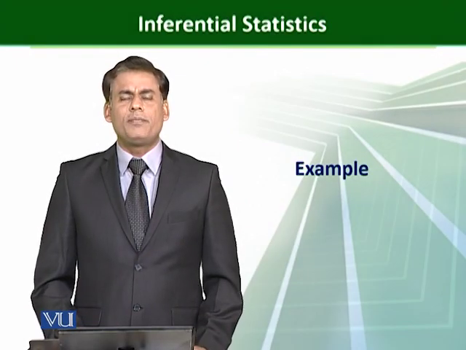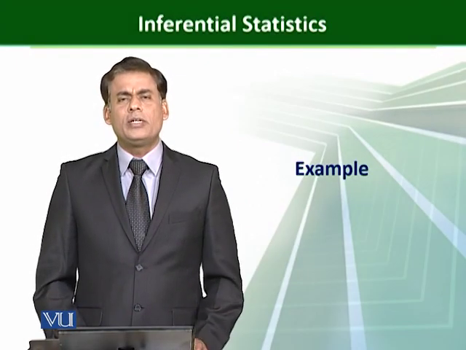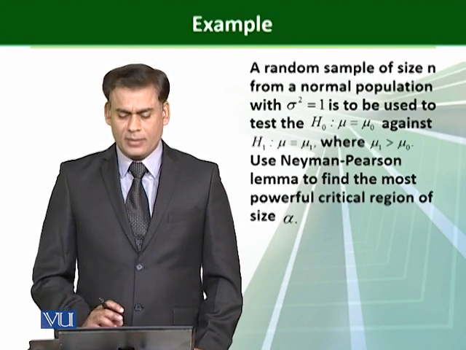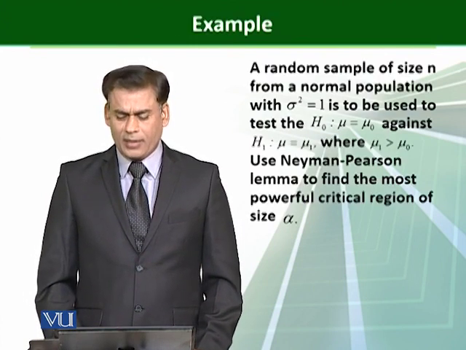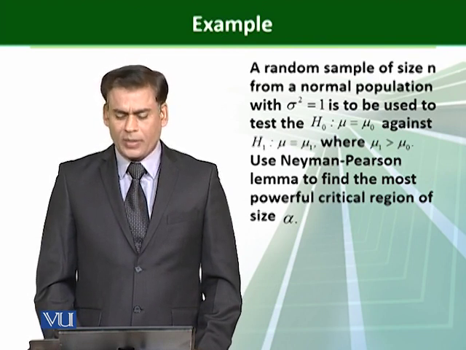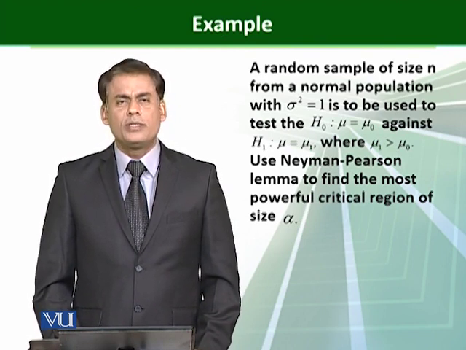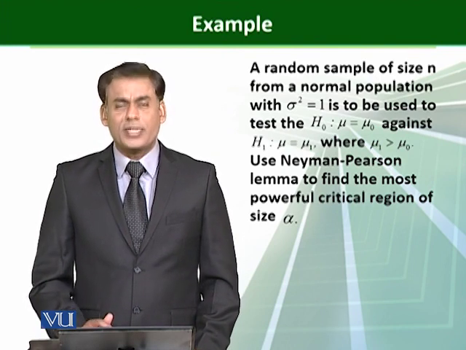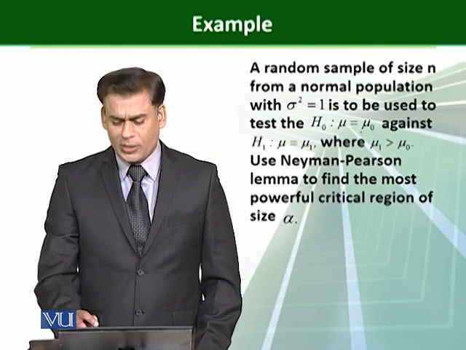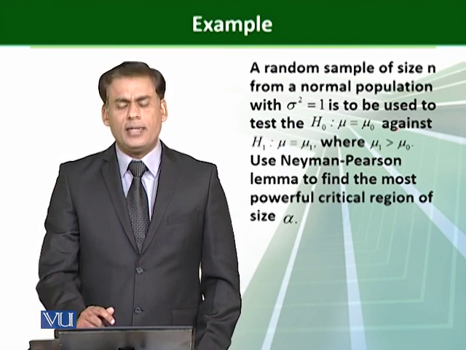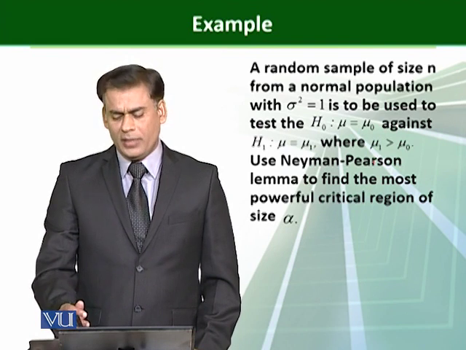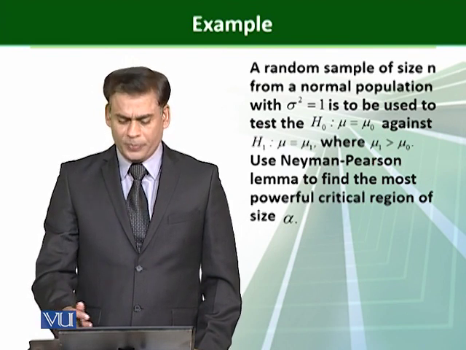Now we take an example to understand the application of the Neyman-Pearson lemma. The statement of the example is that a random sample of size n from a normal distribution with sigma square equal to 1 is to be used to test the hypothesis that mu is equal to mu naught against the alternative that mu is equal to mu 1, where mu 1 could be greater than mu naught.